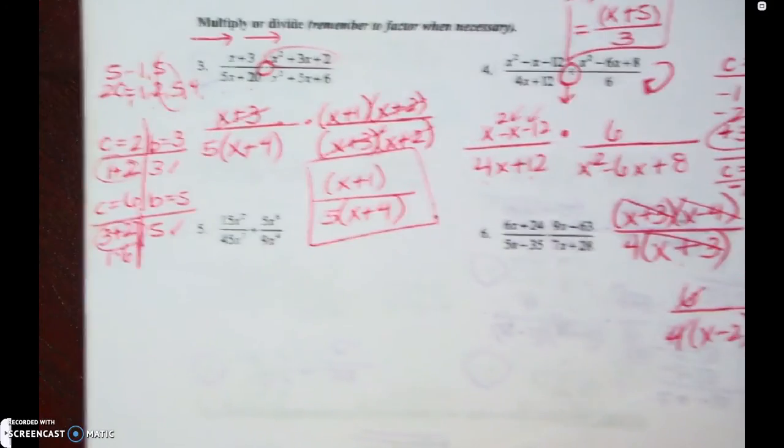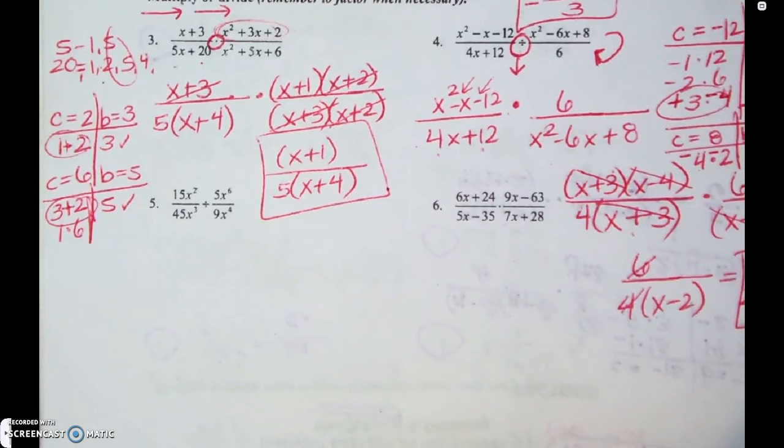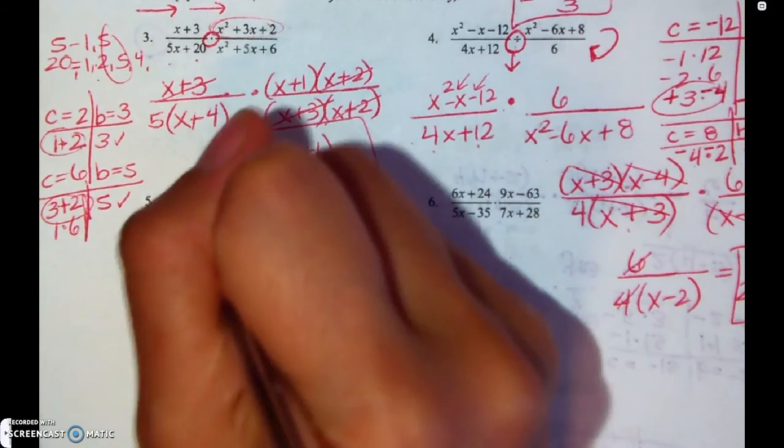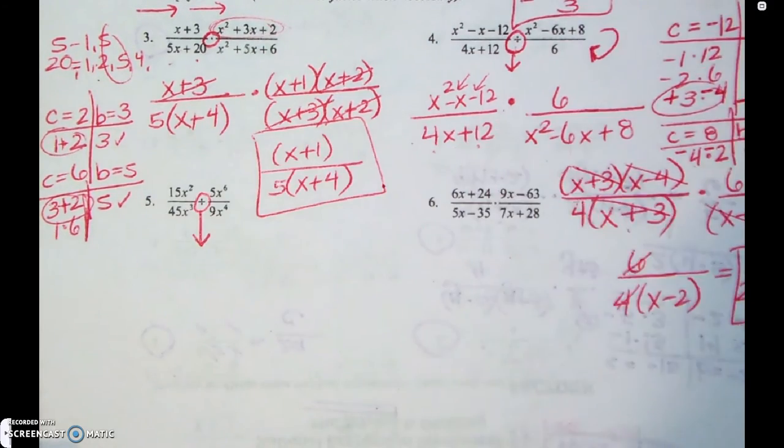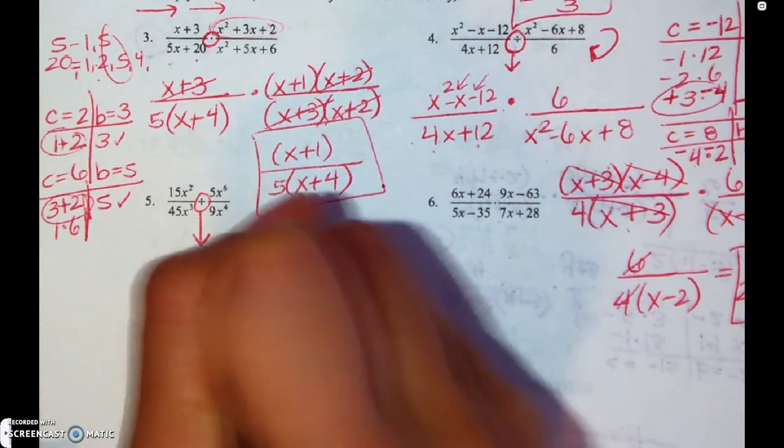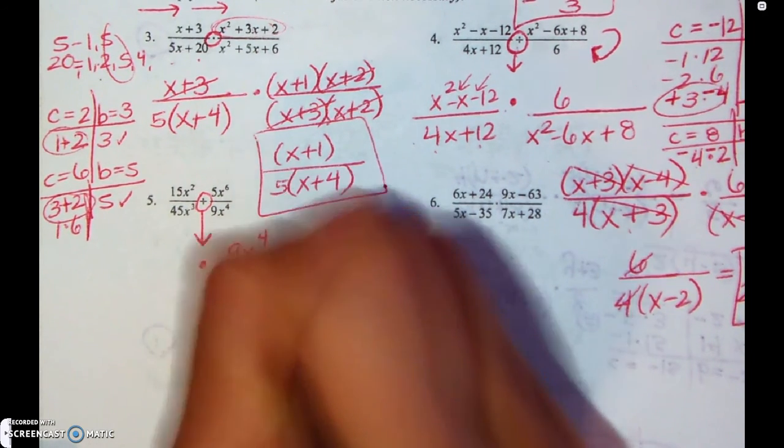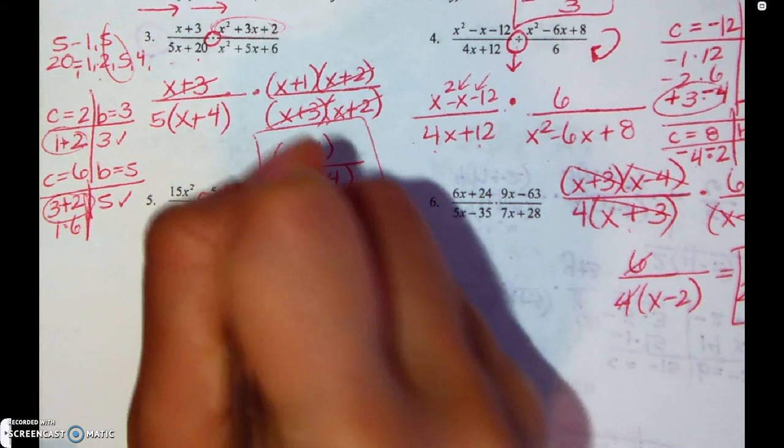Okay? Let's go to number 5. Number 5 says you have to divide. So remember, when you are dividing, you end up multiplying times the reciprocal. So I'm going to flip this over.